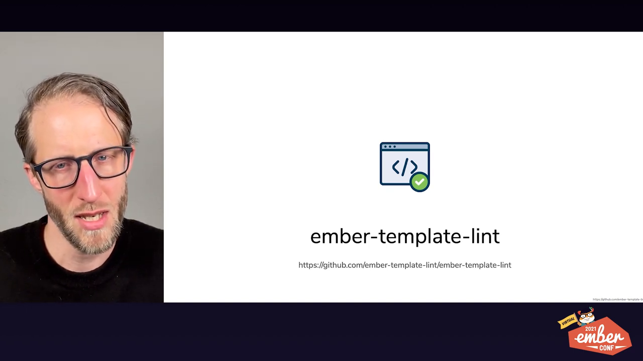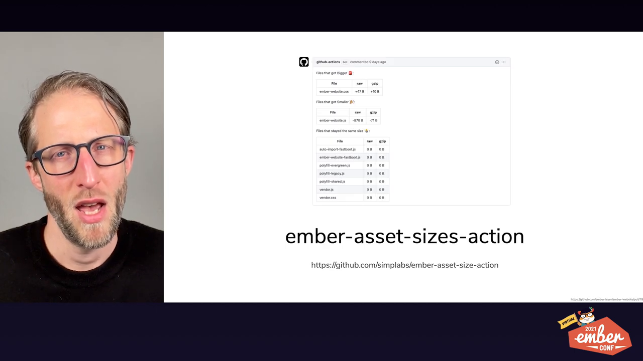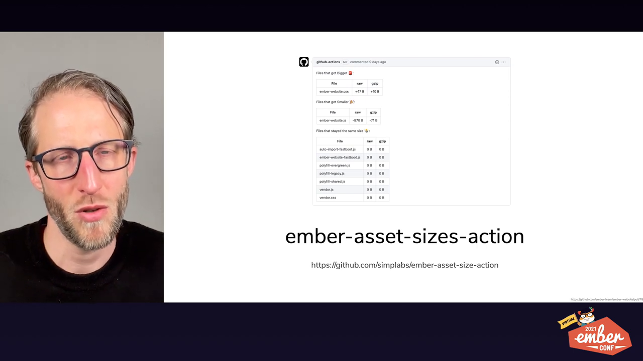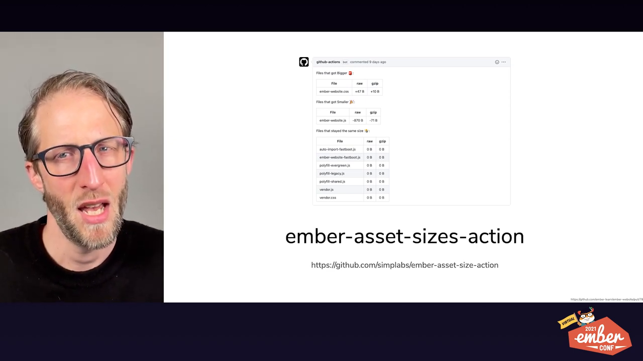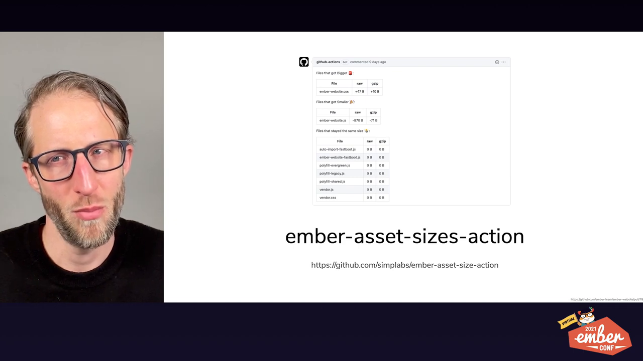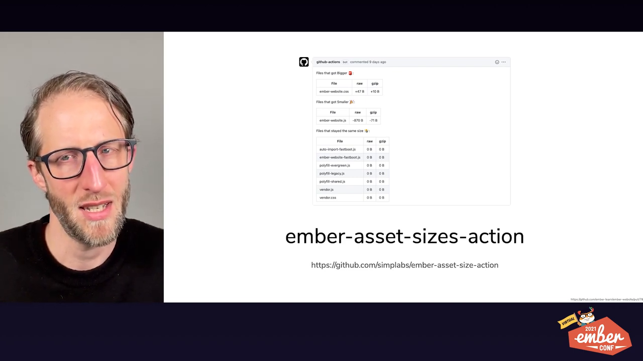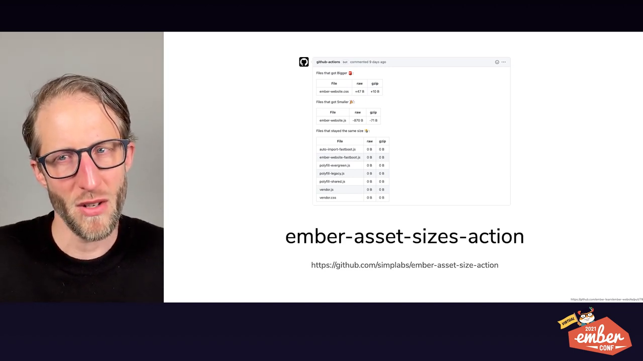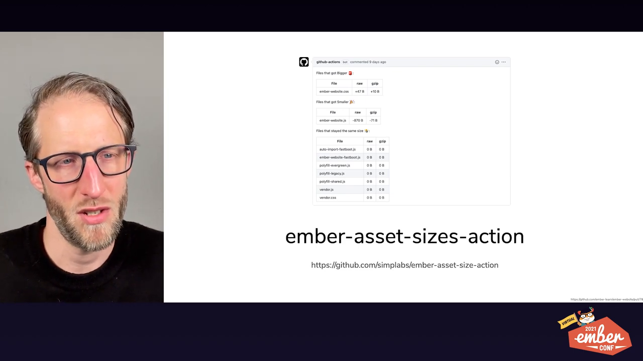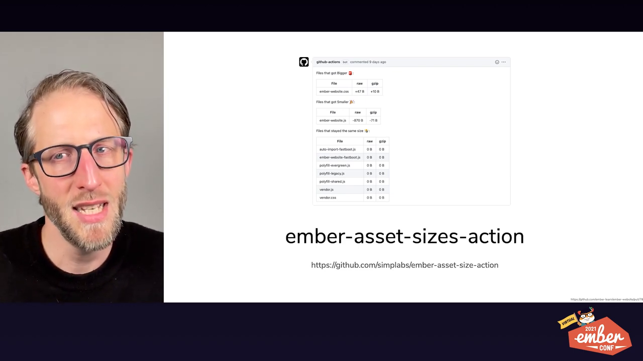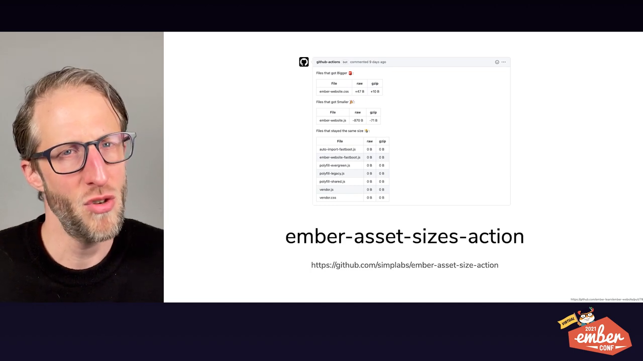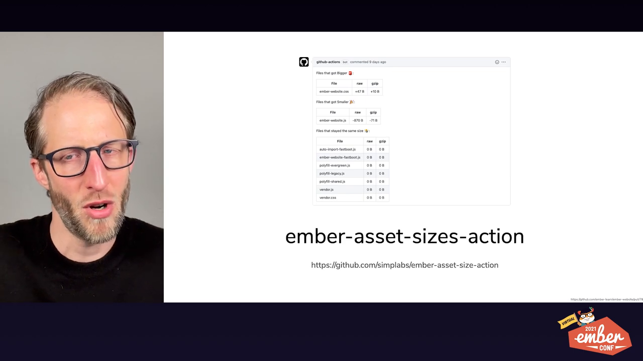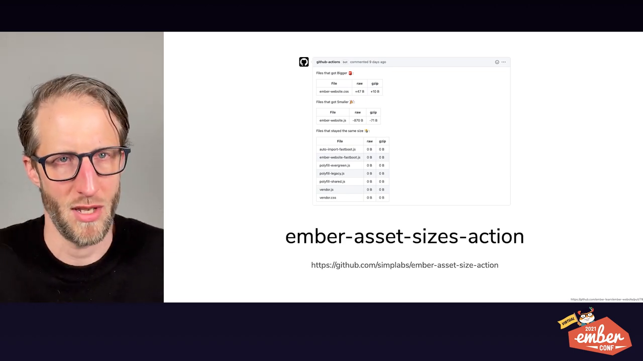A great tool for that is Ember asset sizes action, which is a GitHub action that the Ember learning team uses to build the Ember website. What it does is it compares asset sizes of production build of the master branch with the asset sizes of production build of a feature branch and posts the diff as a comment on the respective pull request. So with something like this, it's easy to see when you're accidentally embedding a huge SVG into a template and adding a small button with an icon ends up growing your JavaScript bundle by 50k, for example.